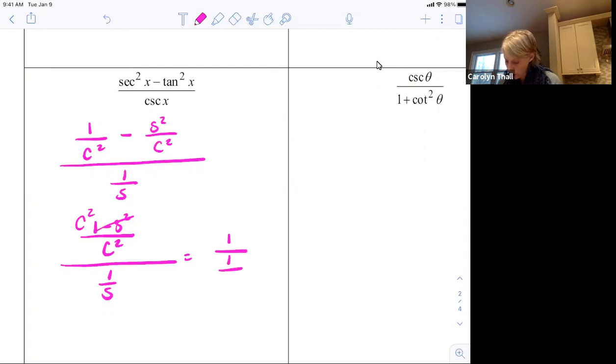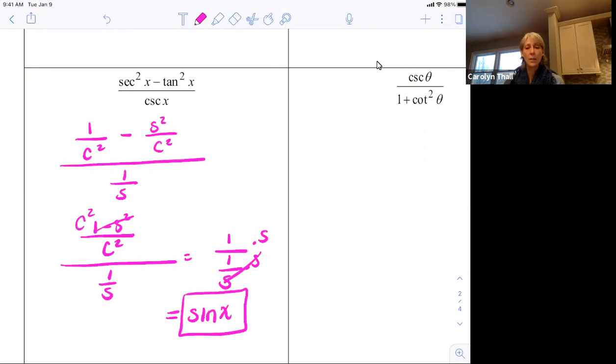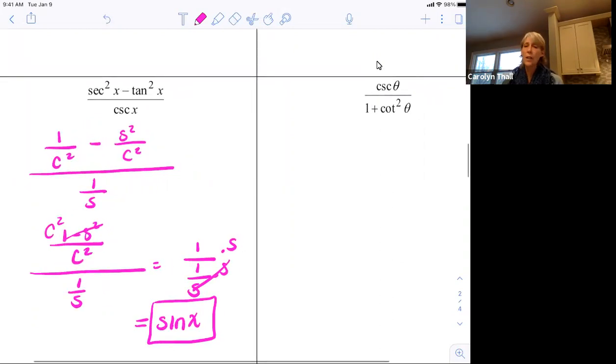And it's over 1 over sine. So I think I'll flip this guy up. And I wind up with my final answer being sine x. Okay. Again, we could have done it one way, or one person could do it the other way. It's just a matter of how you see things.